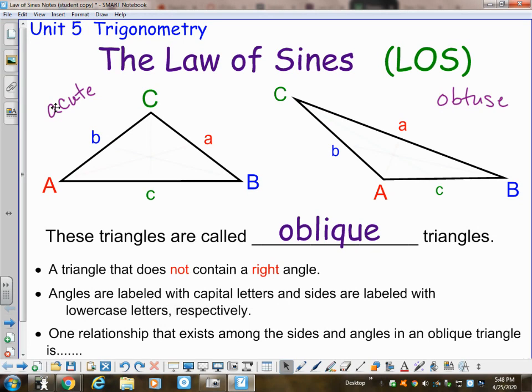When we talk about and label triangles, angles are labeled with capital letters, as you can see in the two pictures, and the sides are labeled with lowercase letters respectively, which means straight across from angle A is side a, across from angle B will be side b, and across from C will be side c. Same here. If you look across from that angle, then you name that side with the little letter.